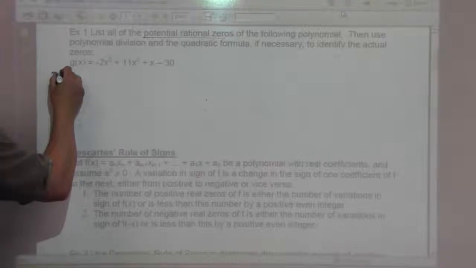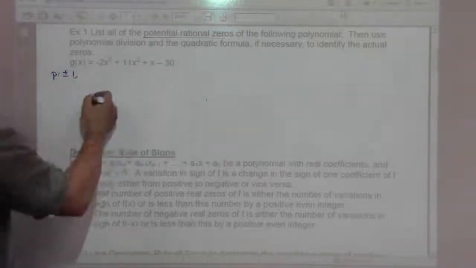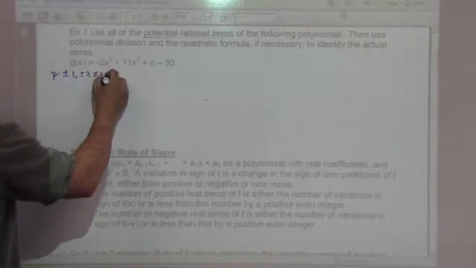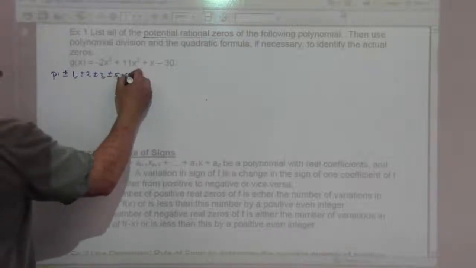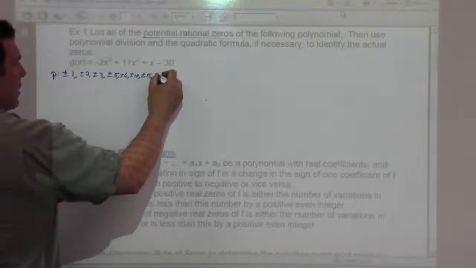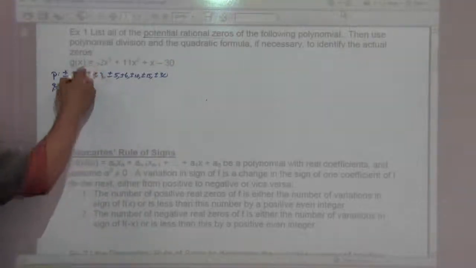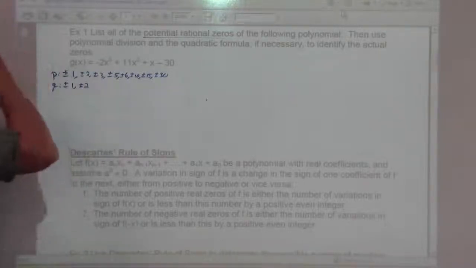So our possible p's are going to be plus or minus 1, 1 is a factor of 30, plus or minus 2, plus or minus 3, plus or minus 5, plus or minus 6, plus or minus 10, plus or minus 15, and plus or minus 30. The q is the factors of 2, which would be plus or minus 1, plus or minus 2.